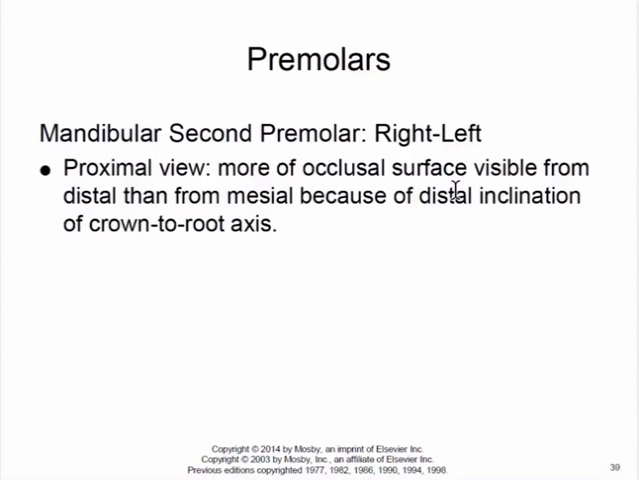The occlusal surface is more visible from distally than from mesially, because the distal marginal ridge is shorter or shows more of the occlusal compared to the mesial marginal ridge.